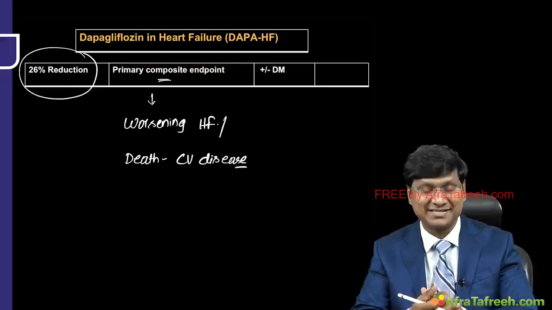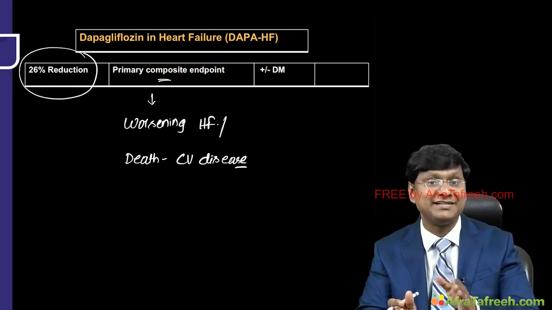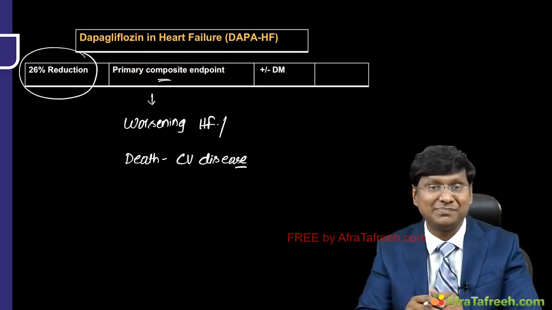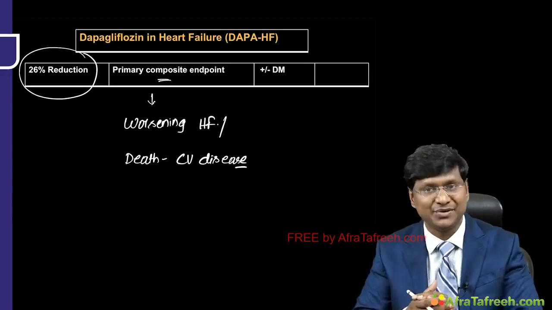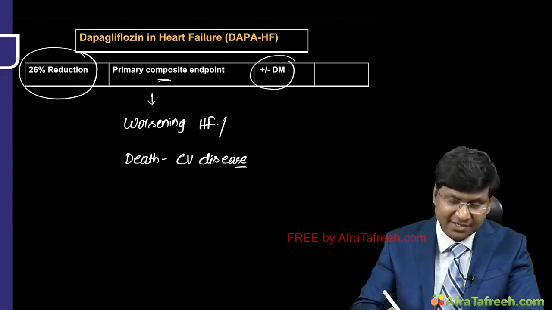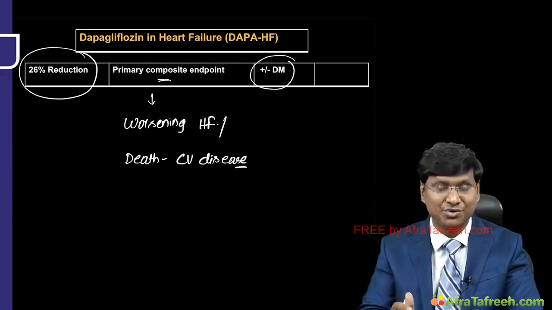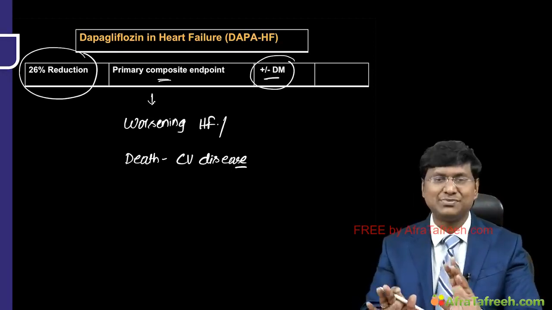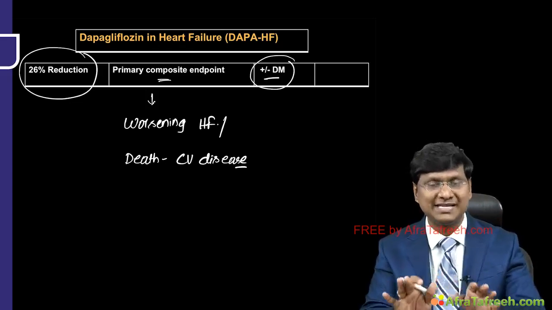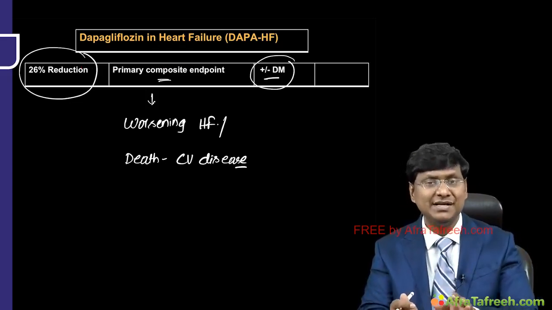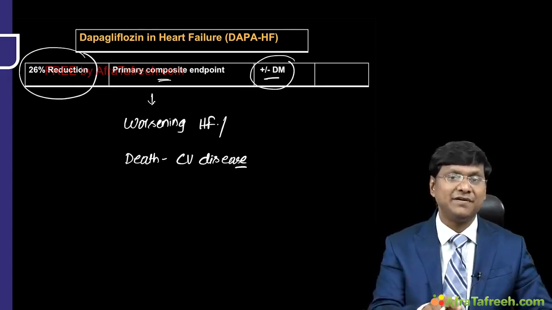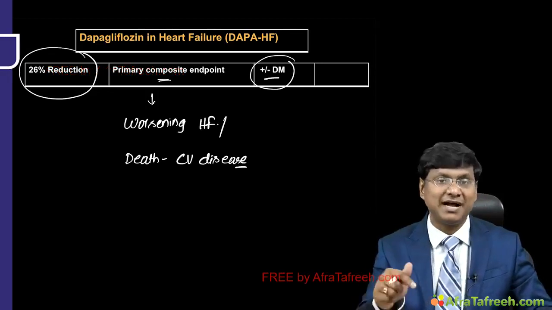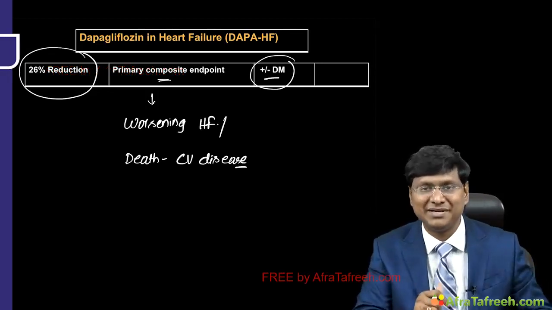Death due to cardiovascular disease. So a 26% reduction in the primary composite endpoint was shown when dapagliflozin 10 milligram was added. This study was done and efficacy was shown both in diabetics as well as non-diabetics. So what this says about SGLT2 inhibitors is that they will not only reduce the mortality in diabetic patients with heart failure, but even in non-diabetic patients with heart failure the SGLT2 inhibitors can be given.